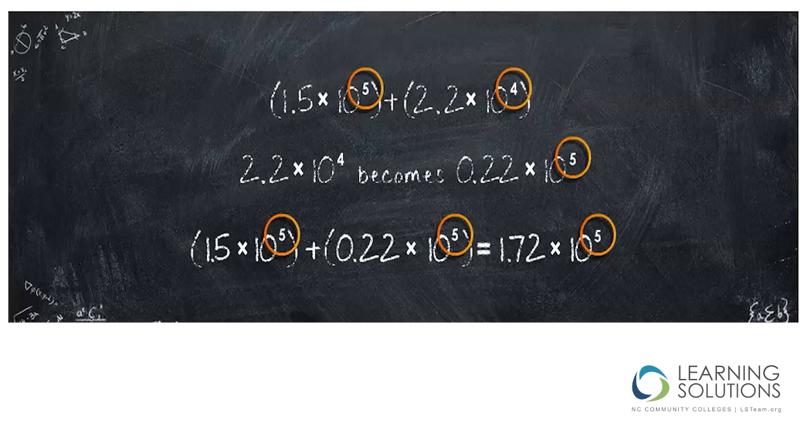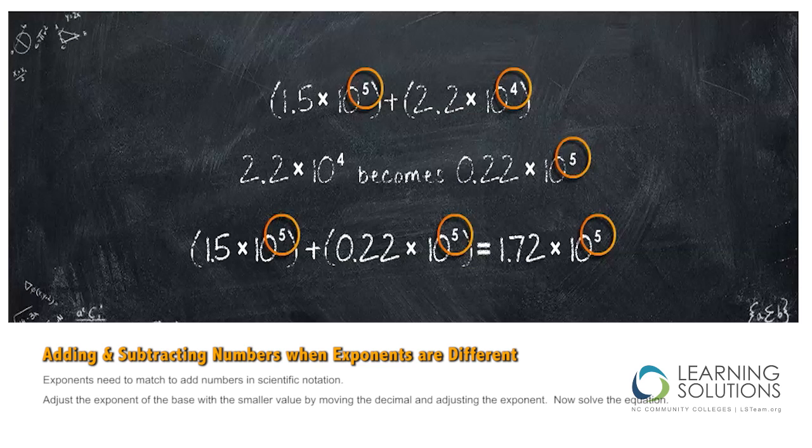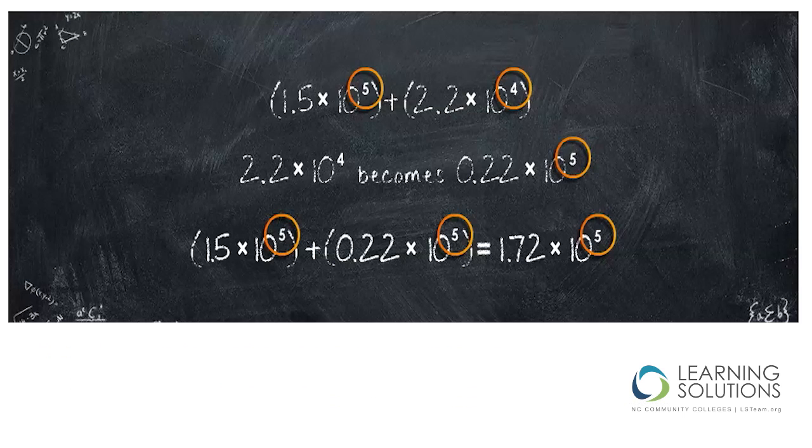When adding and subtracting numbers in scientific notation, the exponents won't always be the same. You'll need to adjust exponents by moving decimals in order to have matching exponents. The numbers in the equation shown have two different base exponents, 5 and 4. It's generally easiest to increase the smaller exponent to match the larger one. In this case, that means 2.2 times 10 to the power of 4 would become 0.22 times 10 to the power of 5. Now that the exponents match, the coefficients can easily be added together.